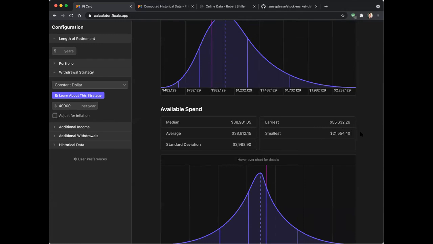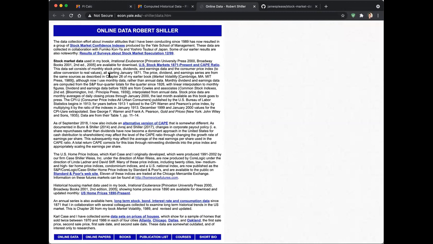And then Rob says, what inflation projection do you use? So this is using the CPI data from Robert Shiller. And I think it's just, I'm not sure. I know there are different kinds of CPI.